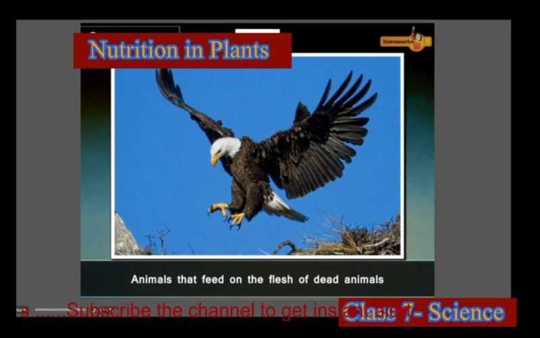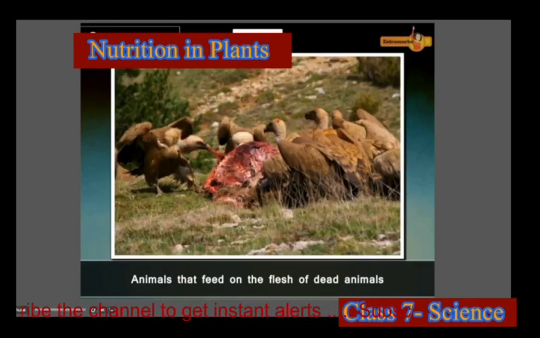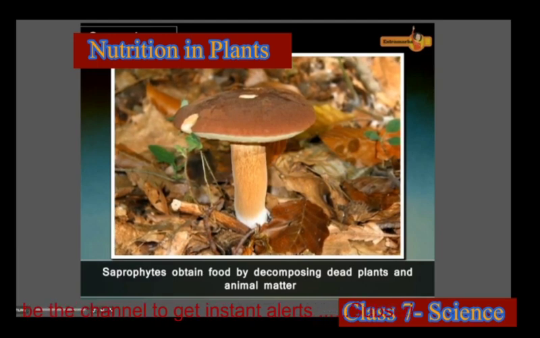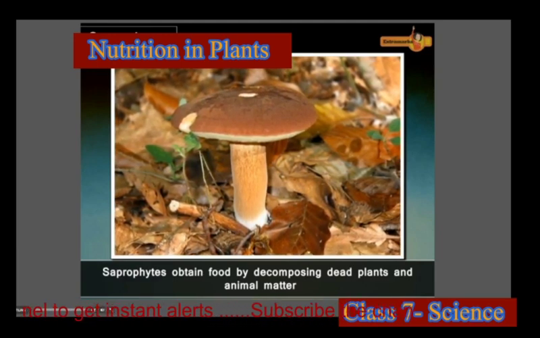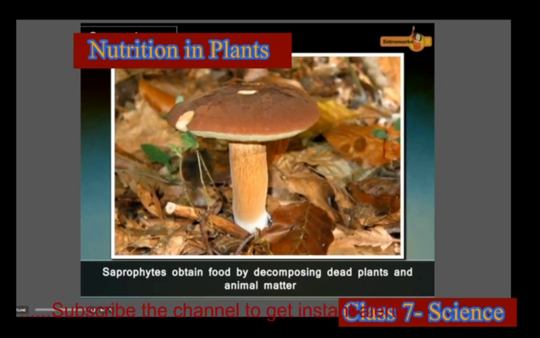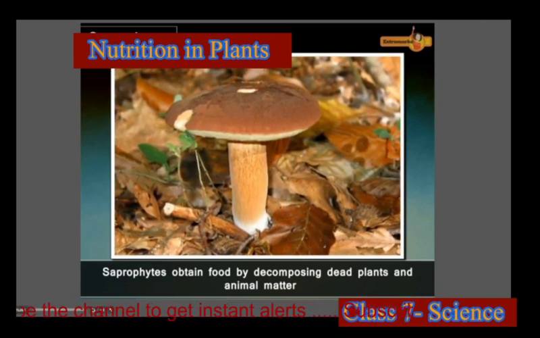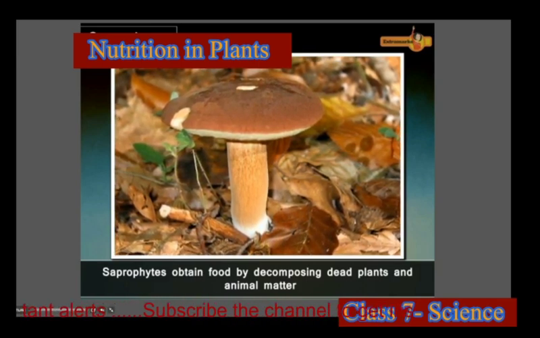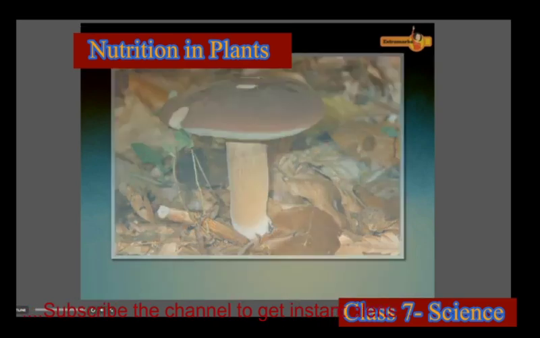Some large birds like eagle, vulture, etc. feed on the flesh of dead animals and are called scavengers. Certain fungi and plants obtain food by decomposing dead plants and animal matter. They are called saprophytes or decomposers. This mode of heterotrophic nutrition is called saprophytic nutrition.